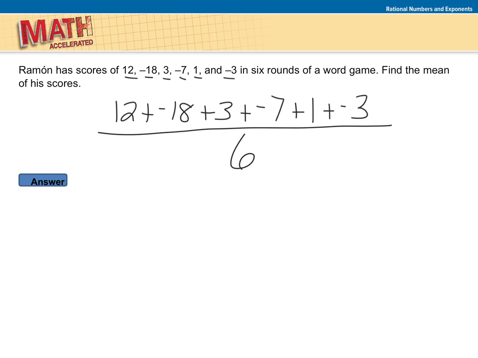So 12 plus a -18, -6. -6 plus 3, -3. -3 plus -7, -10. -10 plus 1, -9. -9 plus a -3, -12. So on the top we have -12 over 6. -2. Yep, -12 divided by 6 is -2. So -2 is the average of that set of data. Okay, keep this.